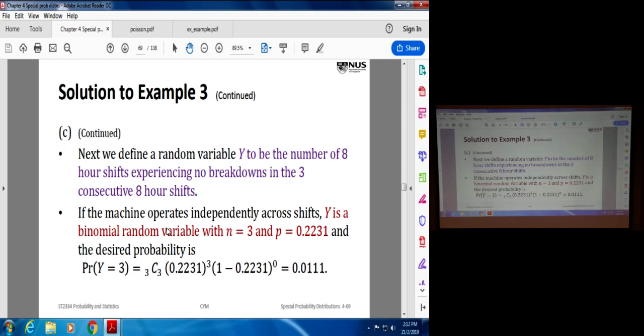In this hypothesis, this is an explanation of a binomial random variable. The number of Bernoulli trials is 3, and the probability of success, which is no breakdown in a given trial, is 0.2231. So the probability that we want is just the binomial probability distribution evaluated when y equals 3, with parameters n equal to 3 and p equal to 0.2231. And that is just equal to 0.2231 to the power 3, because 3 choose 3 is 1, and 1 minus 0.2231 to the power 0 is 1, so it's just this one to the power 3, as I said.